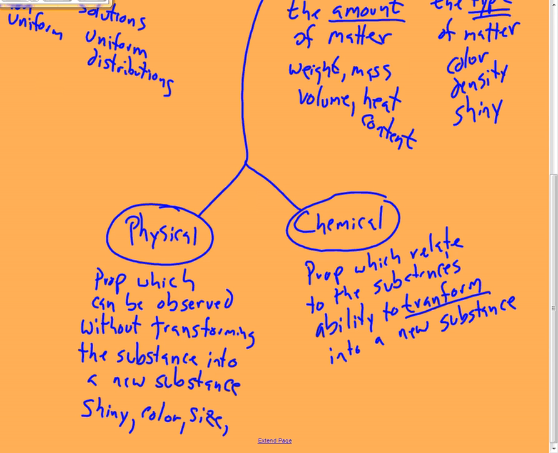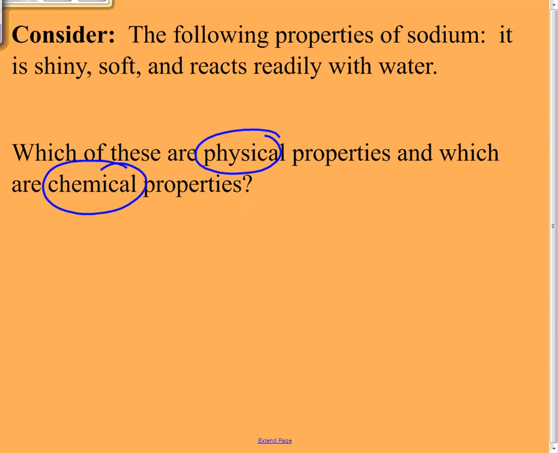And these things usually have to do with its ability to react, combust, corrode. When you say, hey, it will corrode in water, that means that it is transforming into a new substance. And so that would be a chemical property. Good. So let's go to our question here.